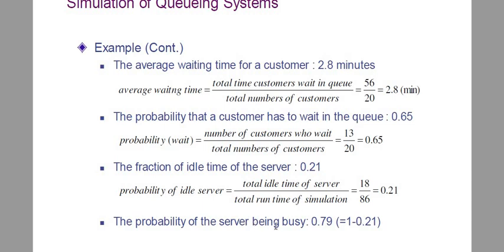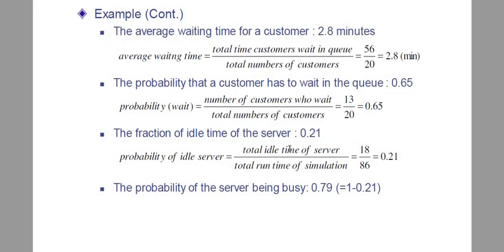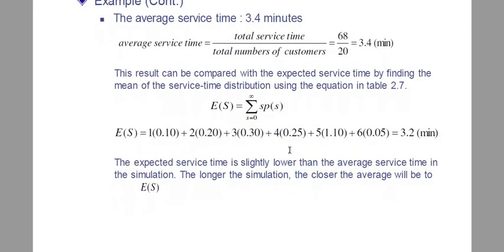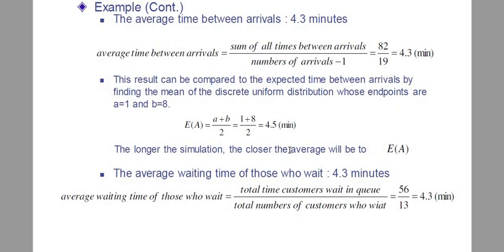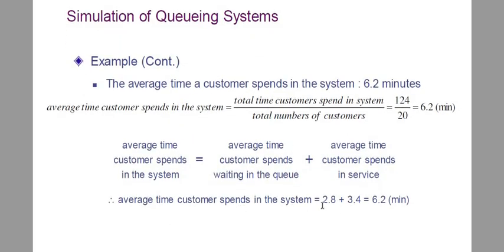We also can find the probability of a busy server from the total busy time of the server. If the idle time is 18, then the busy time will be 86 minus 18, that means 68. So it will be 68 by 86, which is also 0.79. Similarly we can find out other laws from here. Finally, we find that the average time a customer spends in the system is 6.2 minutes. So that's all for today about the single channel queue.